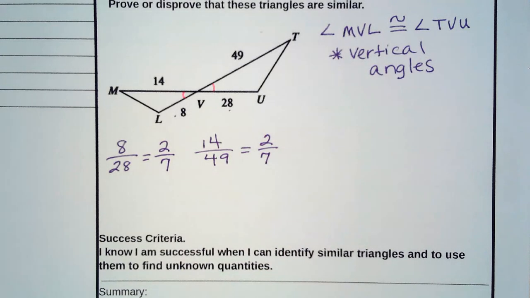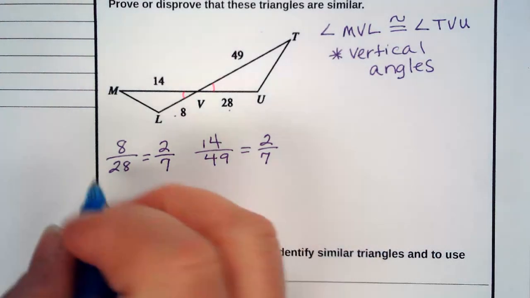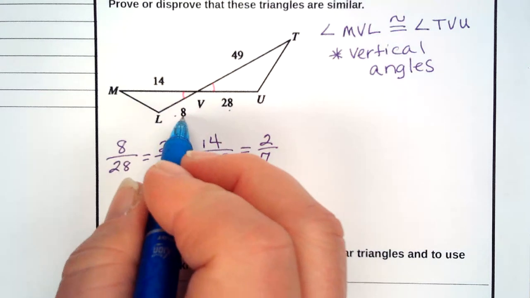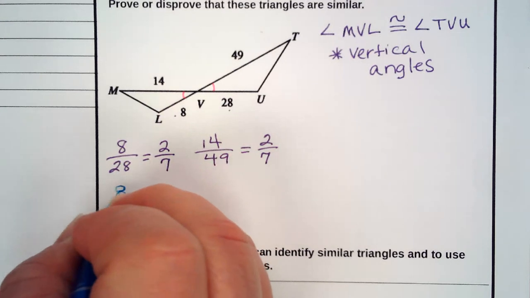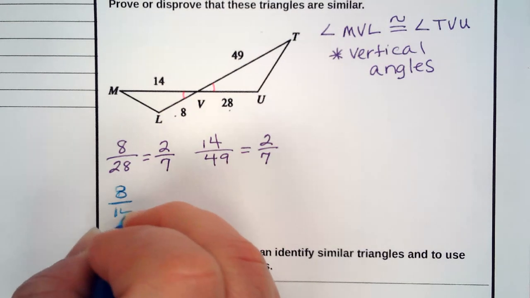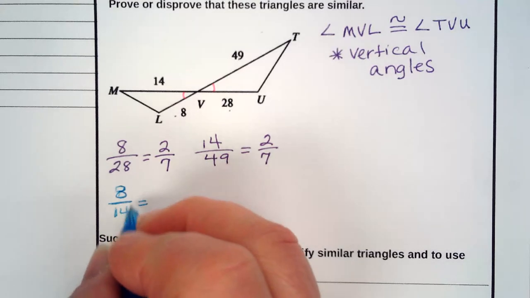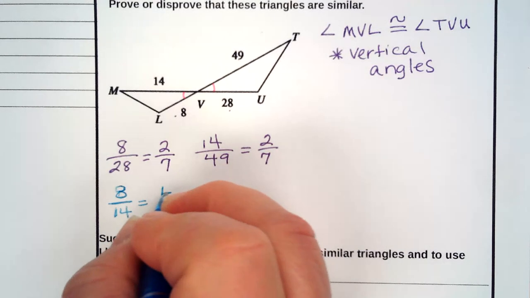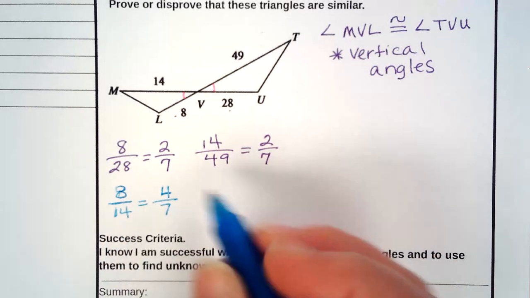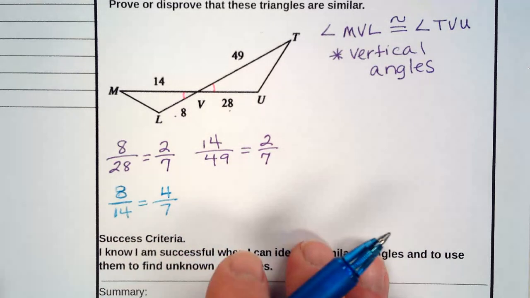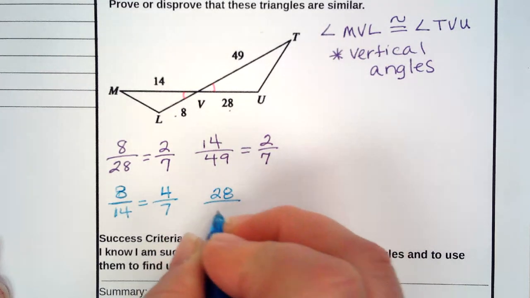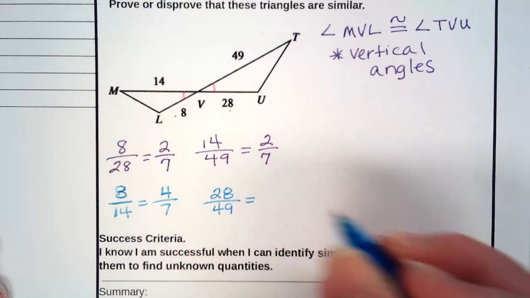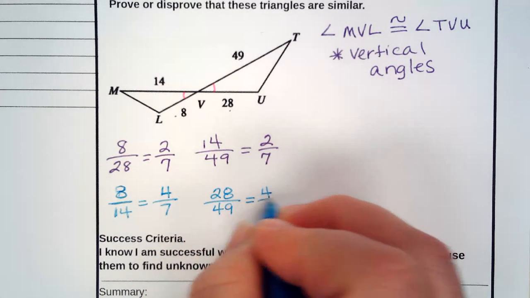If I want to go from triangle to triangle, the fractions have to be the same. So I would be looking at 8 over 14, the small over the larger. Both of them have a factor of 2, so this would be 4 over 7. Notice that they're not the same, but the fractions will end up the same. 28 over 49. They both have a factor of 7. This is also 4 over 7.